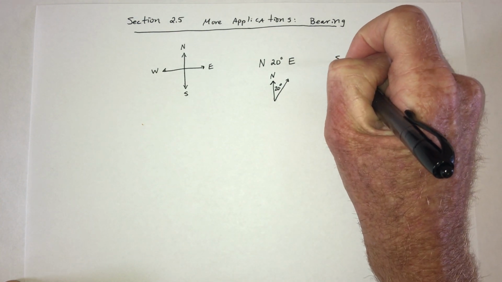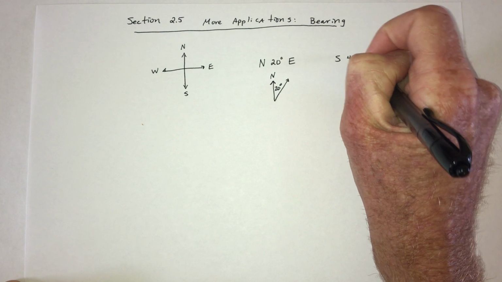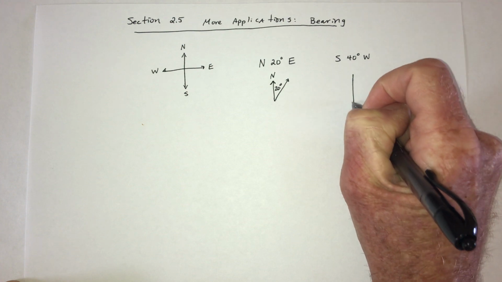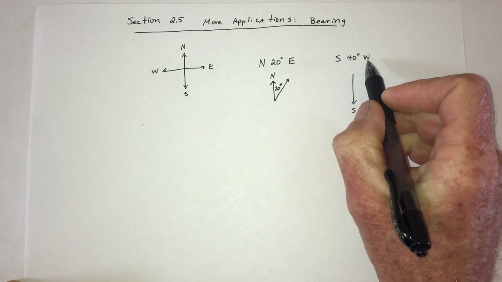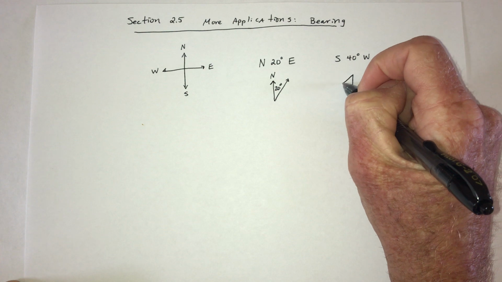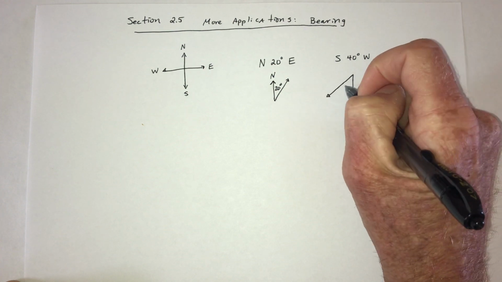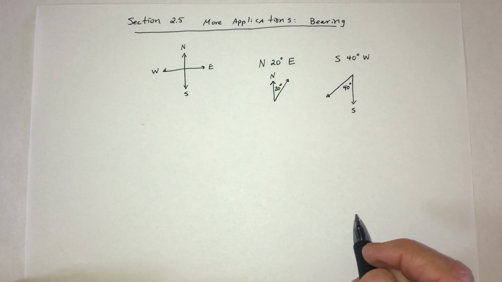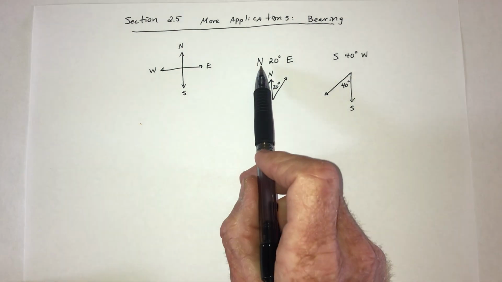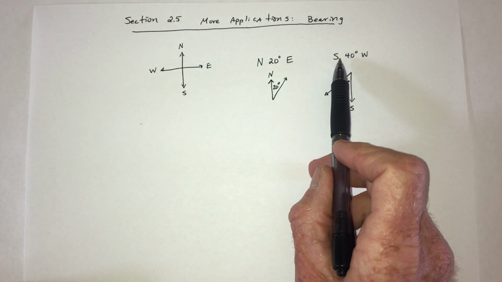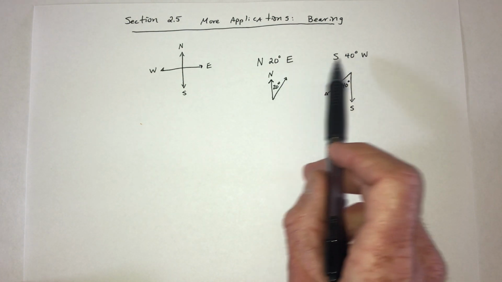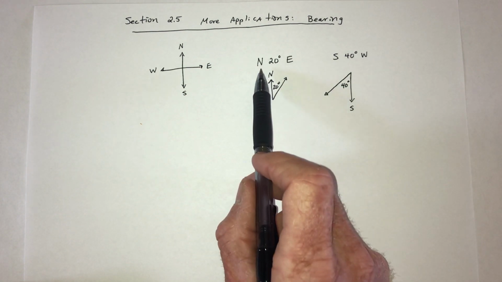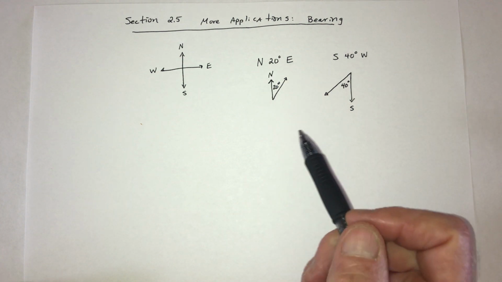So from the south, go 40 degrees towards the west. So you'd start by drawing the south line, then go towards the west, and this would be 40 degrees. So that's one way to describe bearing. It will start with either north or south, and then it will tell you go either to the east or to the west. But you need to start with this one first, draw the south line. This one first, draw the north line.